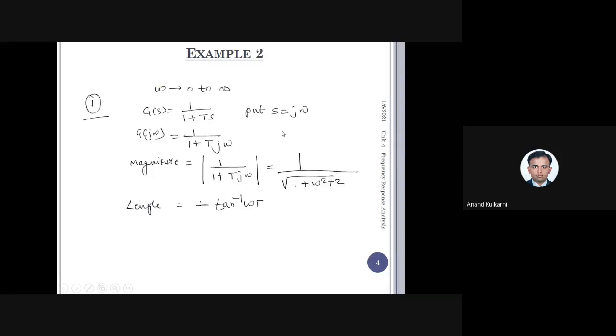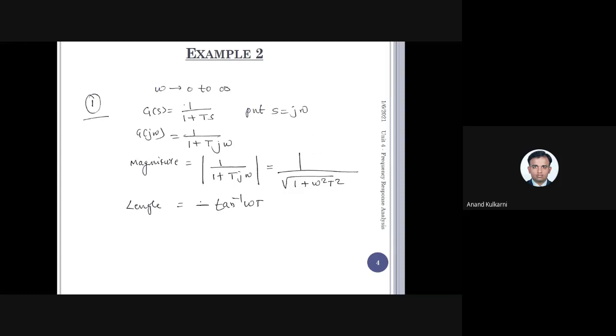So you are going to plot in frequency response analysis. Omega has to be changed from 0 to positive infinity, 0 to infinity only. So the two end values I am going to consider: the starting value is 0, the ending value is infinity for omega.